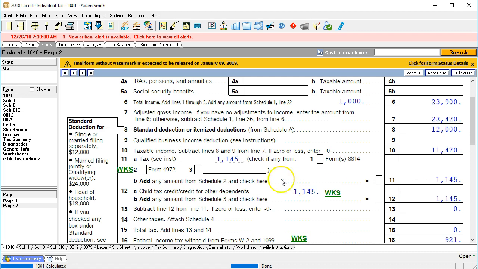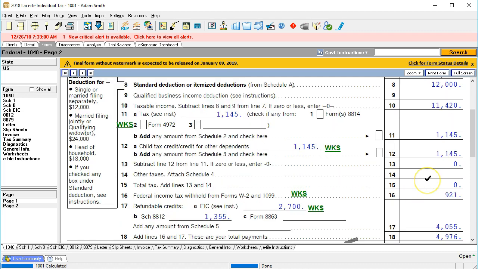Then we have our credits. Here's the actual tax calculation, 1,145, that being done by the computer. Then we've got the credits related to the student credits above credits, these being the ones that are going to take us down to 0. So we've got the credits taking us back down to 0.